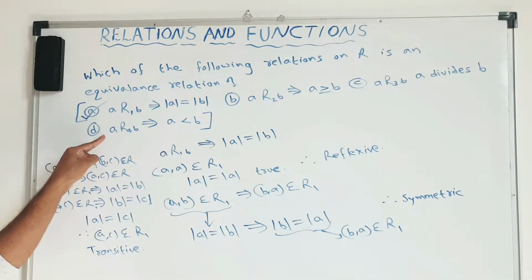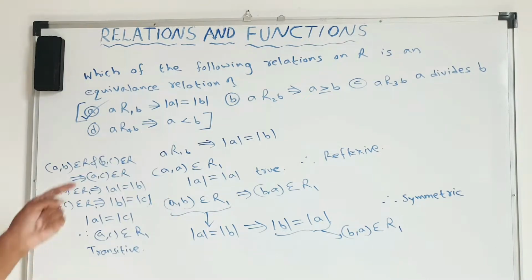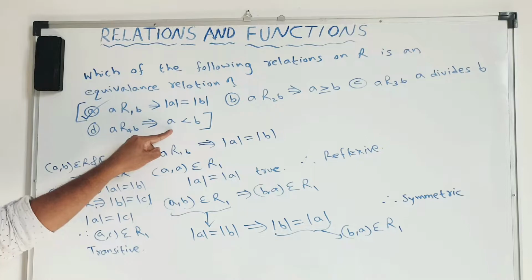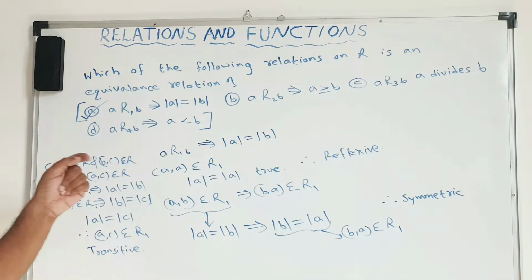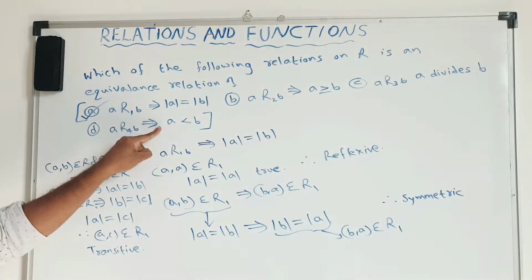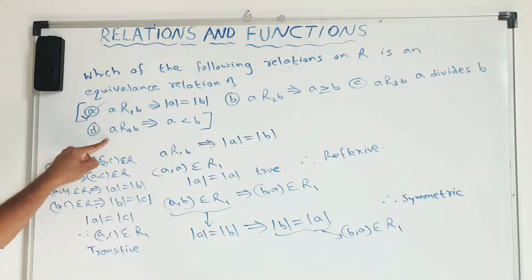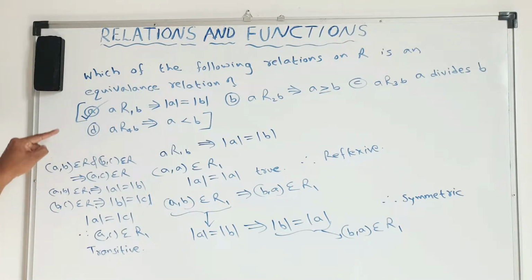Now next one, A less than B. I am checking (A, A) belonging to R or not. Then you will get A less than A, which is not true. A cannot be less than A. Therefore, it is not reflexive. Therefore, it is not an equivalence relation. So our answer is option A.